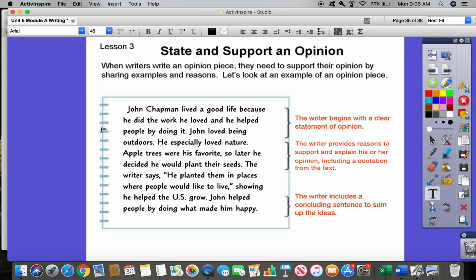So the writer begins with a clear statement of opinion. Then the writer provides reasons to support and explain his or her opinion, including a quotation from the text. Finally, the writer includes a concluding sentence to sum up the ideas.